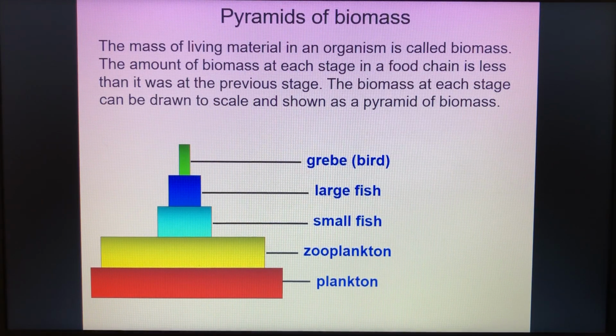So we've got a definition here. The mass of living material in an organism is called biomass. The amount of biomass at each stage in a food chain is less than it was in the previous stage. We'll come back to that. The biomass at each stage can be drawn to scale and shown as a pyramid of biomass. You can write a one-sentence definition, or you can just copy that writing. You don't need to draw the pyramid of biomass because we're going to have a go at creating one ourselves. If you need to pause, pause now.